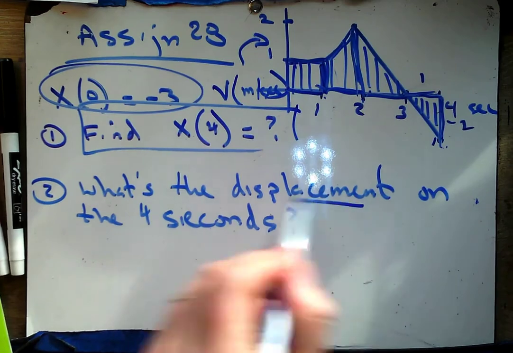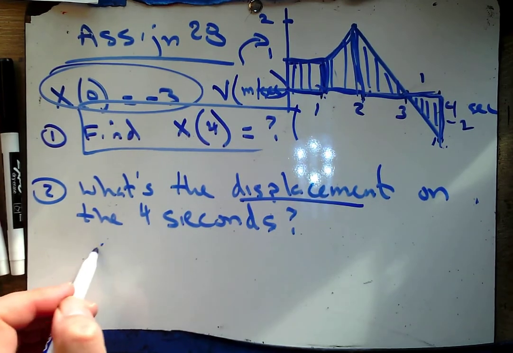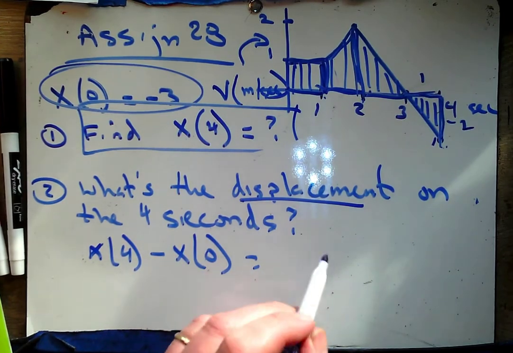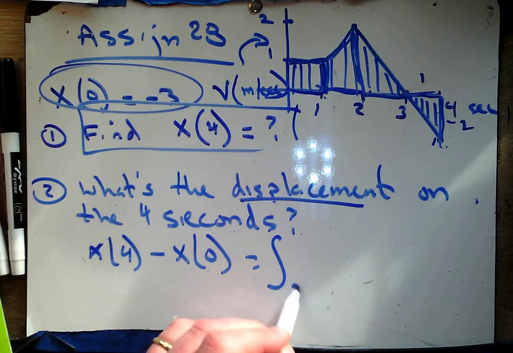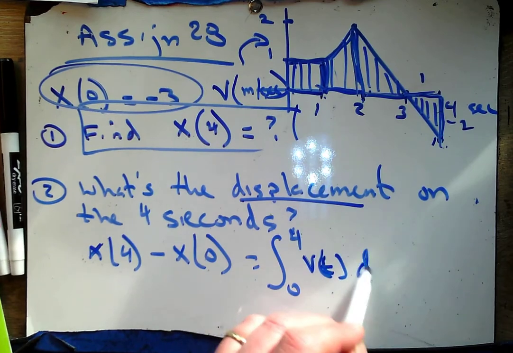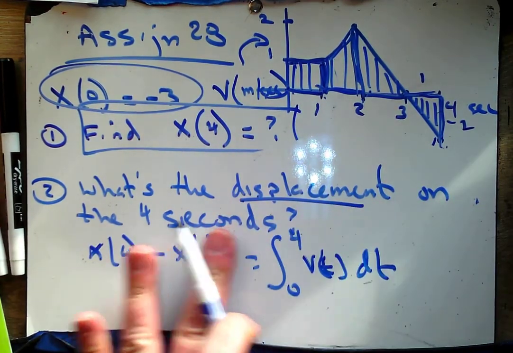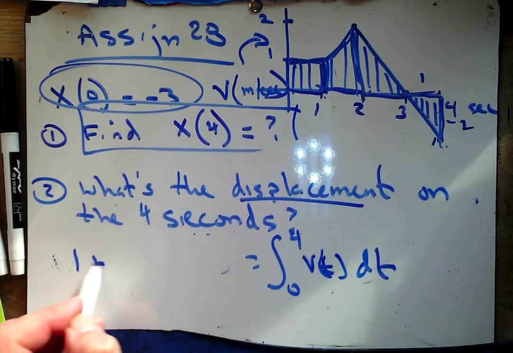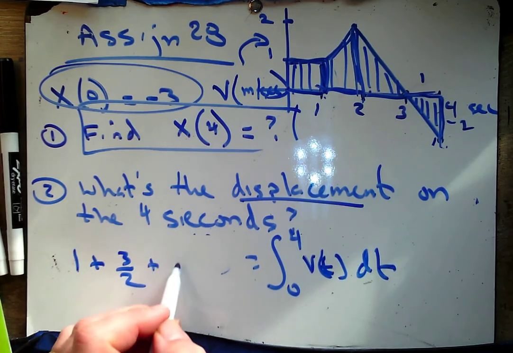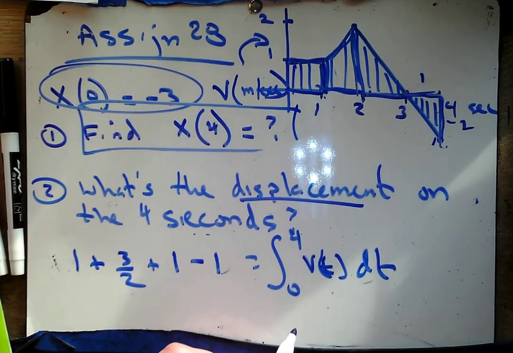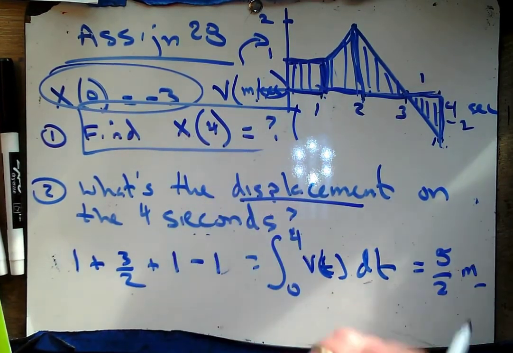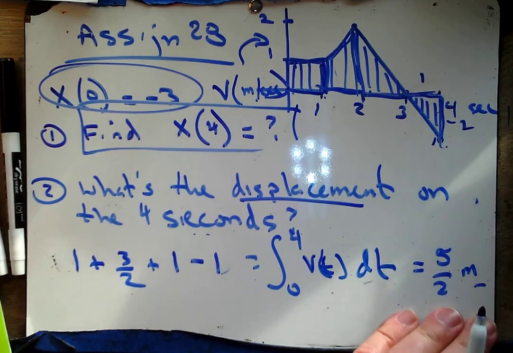Okay, displacement. That's change in position. That's going to be x of 4 minus x of 0. Well, okay, we could also understand that as the integral from 0 to 4 of velocity. So what was that value again? Well, we know that's going to be 1 plus 3 halves plus 1 minus 1. And so I get 5 halves. And we've got meters here. Position changed by 2.5 meters.